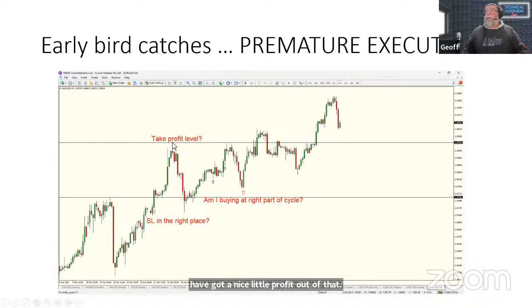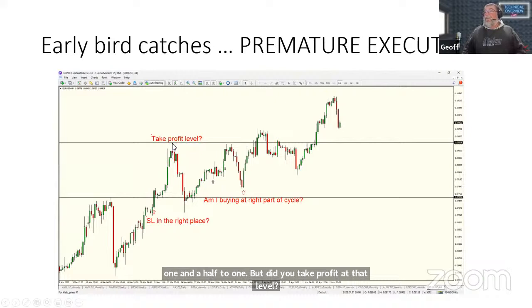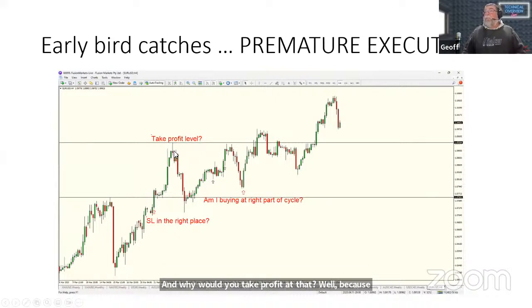But did you take profit at that level? And why would you take profit at that? Well, because you got a reversal bar. Maybe that was a good place to take profit. And if you didn't have your stop loss in the right place, which was probably here, then you're out of the trade. You've either lost here or you didn't get enough profit in the bank. One of the two.